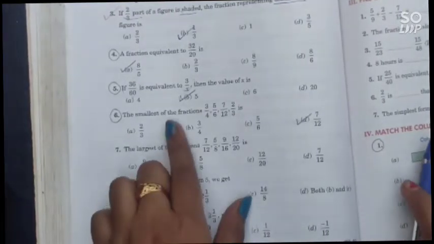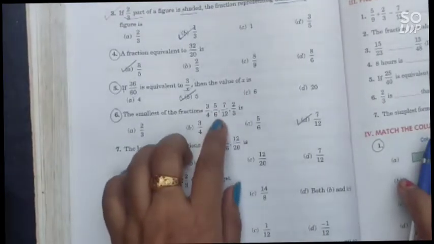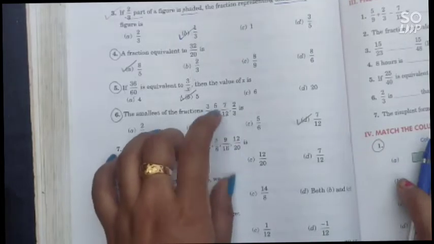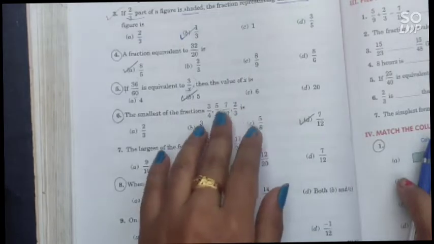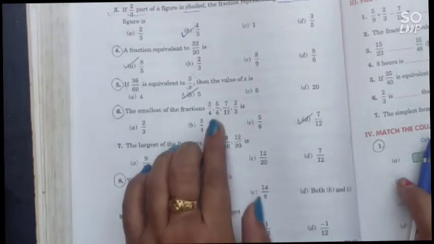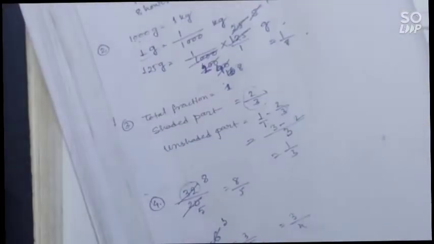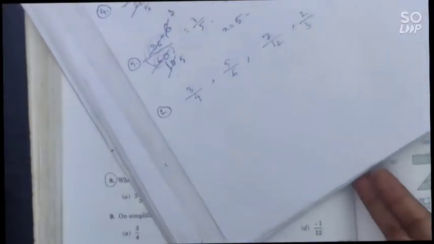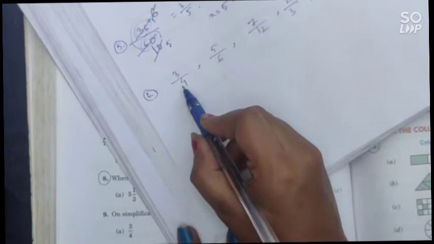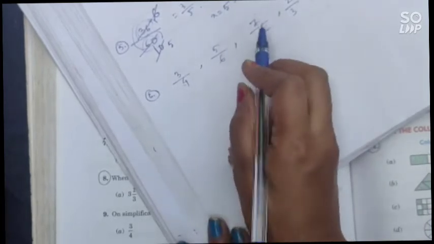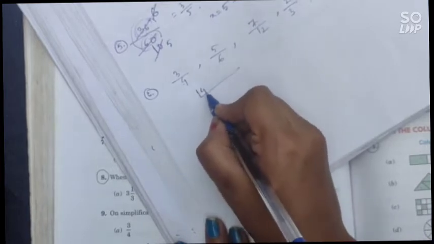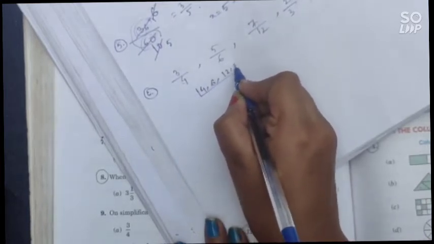Then, the smallest of the fractions 3 by 4, 5 by 6, 7 by 12, 2 by 3. You have to find which is the smallest fraction. You can see that these are unlike fractions. That means first of all you have to convert them into like fractions. How can you convert this? First of all you have to find the LCM of the denominators 4, 6, 12 and 3.